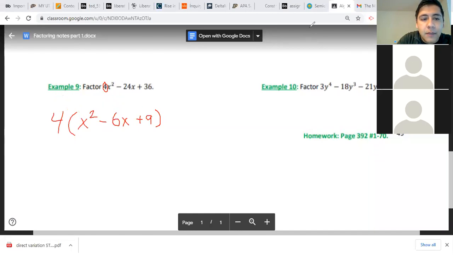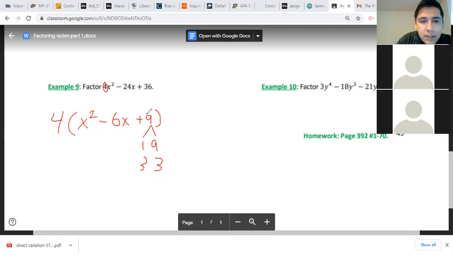But anyways, now that we have that 4 on the outside, let's focus on what's on the inside. So what are the factors of 9? Obviously 1 and 9. We always start with 1 and 9, of course. That's what we always want to do. Then 3 and 3. And I believe that's it, right? So 3 and 3.